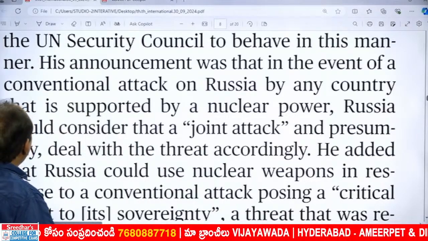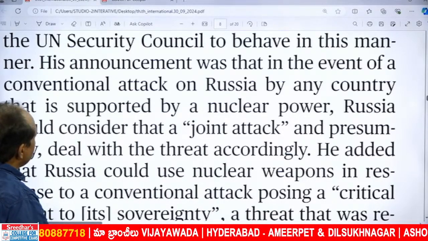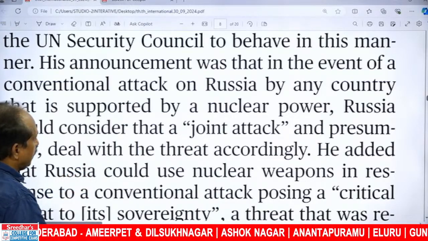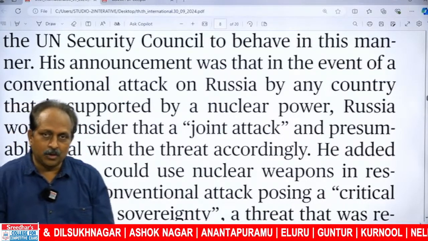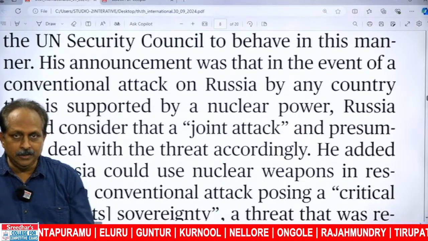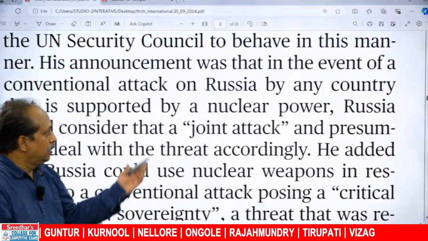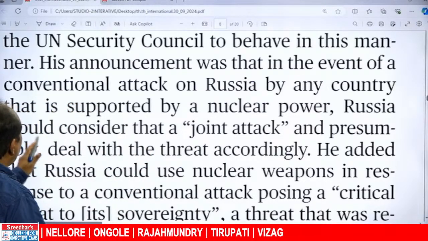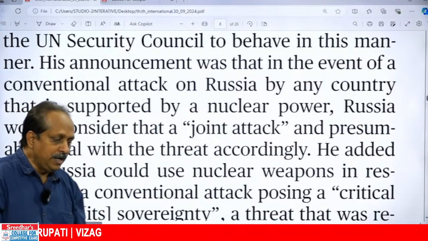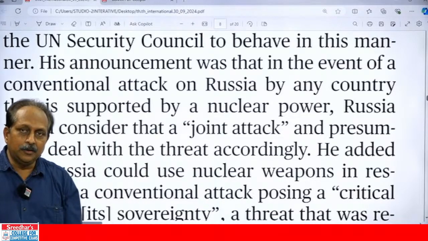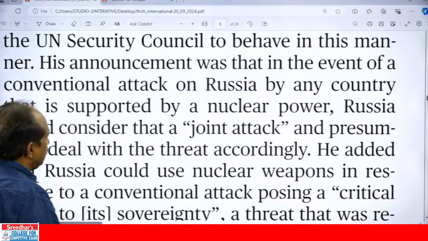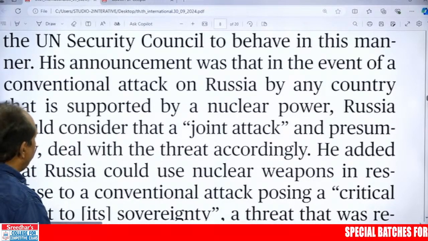His announcement was that in the event of a conventional attack on Russia by any country that is supported by a nuclear power, Russia would consider that a joint attack and presumably deal with the threat accordingly. What Russia says is, imagine a scenario where a particular country attacks Russia, and that country has the support of a country that has nuclear weapons. In that case, Russia does not hesitate to use nuclear weapons. Russia would consider that a joint attack and presumably deal with the threat accordingly.